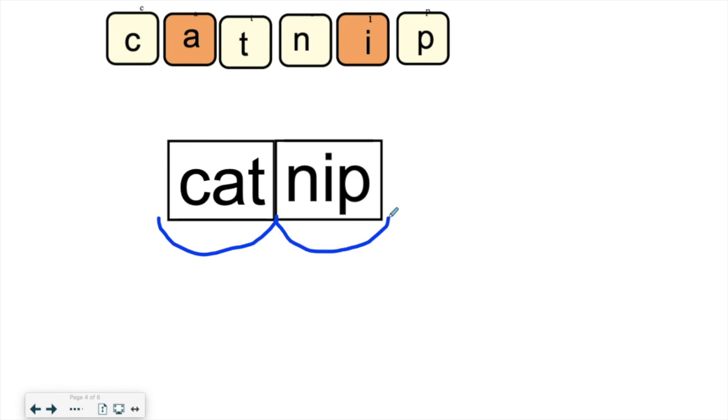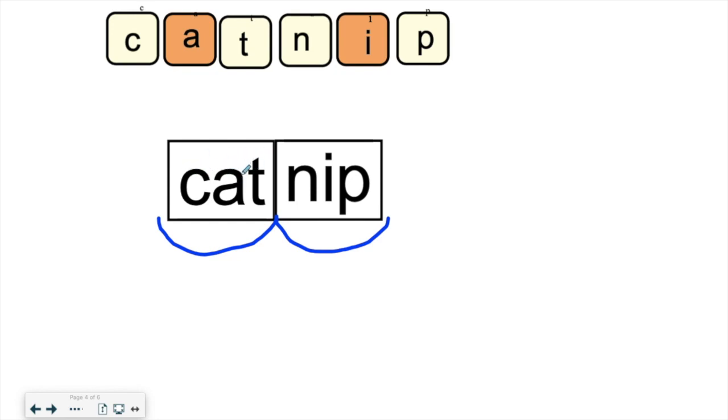Now what I have to figure out is what type of syllables these are. So let's look at this first one, cat. We're just focusing on these three letters right now. This first syllable has one vowel in it. It ends with a consonant, and when I listen to the vowel sound, it says at, cat.